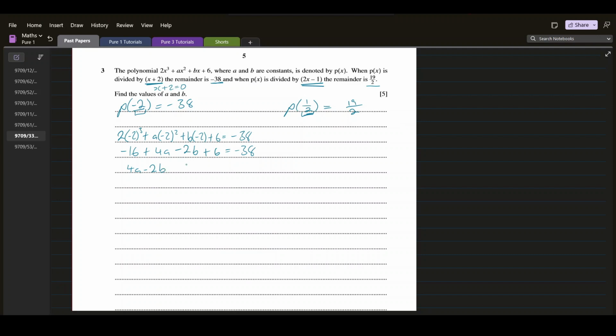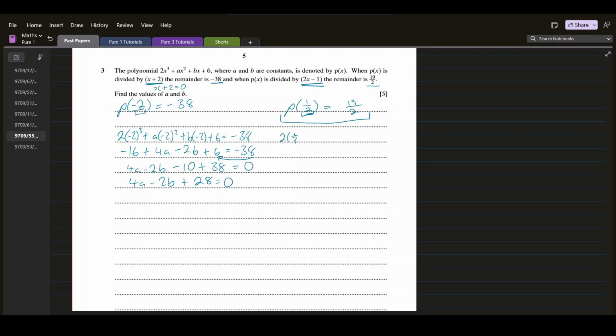Then we have 6 minus 16, which is negative 10, plus the 38 if we move this to the left-hand side. So this is all equal to 0. So 4a minus 2b, and that's plus 28 is equal to 0. Now let's evaluate our other equation over here. So substitute x with half.